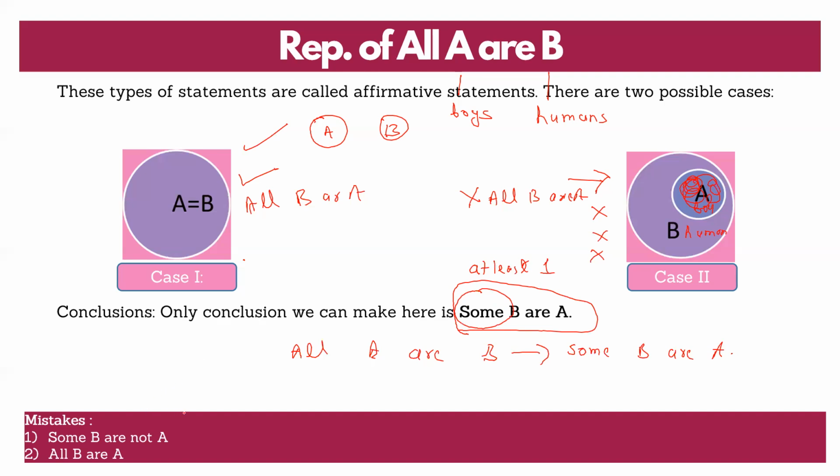What are the common mistakes? Now, because we have concluded some B are A, we cannot conclude some B are not A. This is a wrong conclusion to make. Please remember, if you have to take away one learning from this particular session of mine, that should be some A are B does not mean that some A are not B. You will learn very shortly why I am saying so. Mistake number 2: all B are A. So both the cases I have shown, these are the 2 mistakes to avoid. All A are B doesn't mean that all B are A and some B are not A. It only means some B are A.